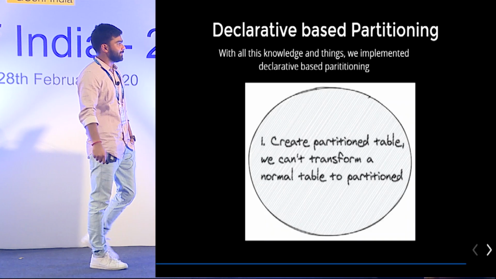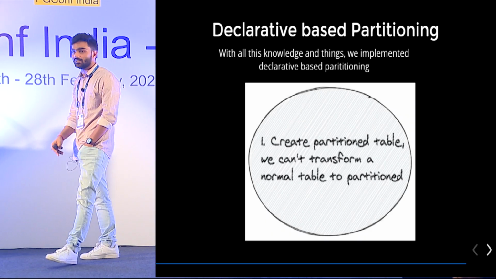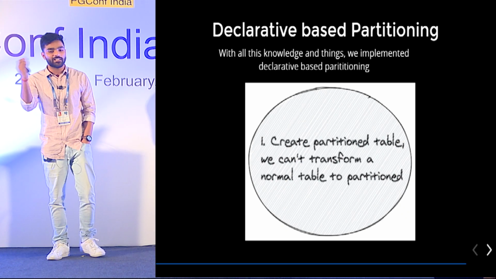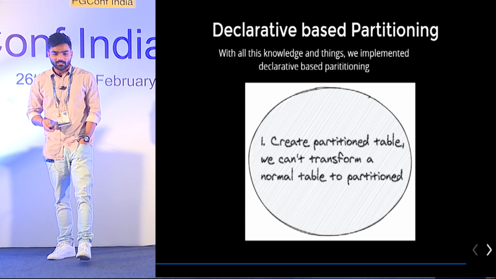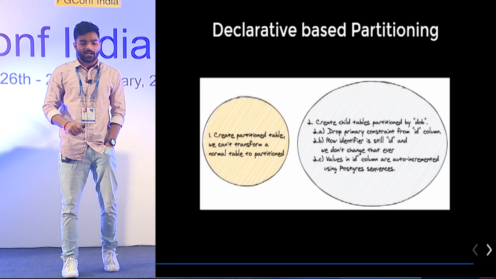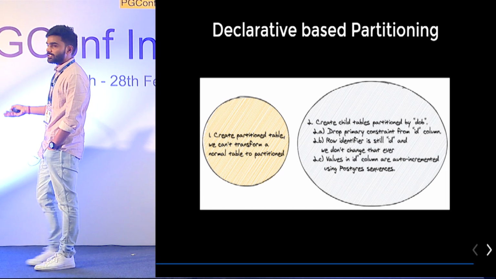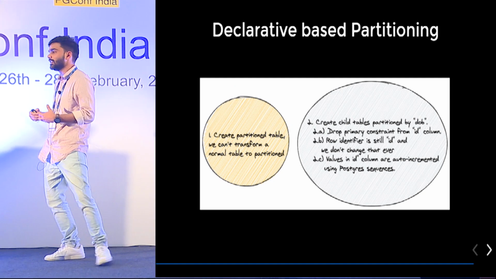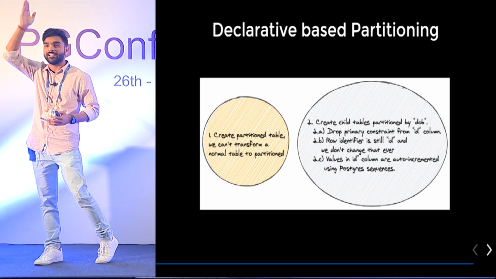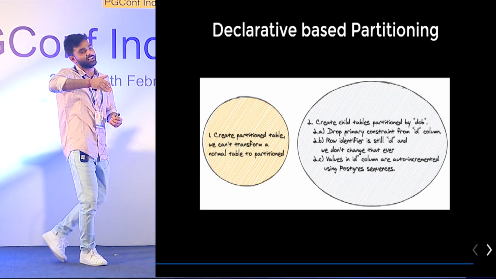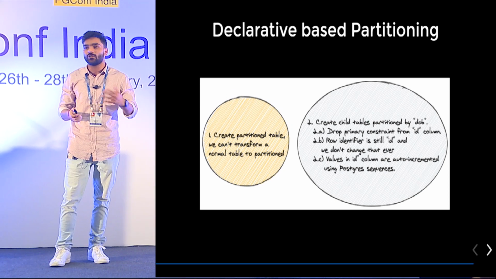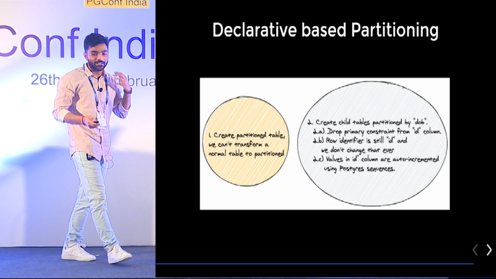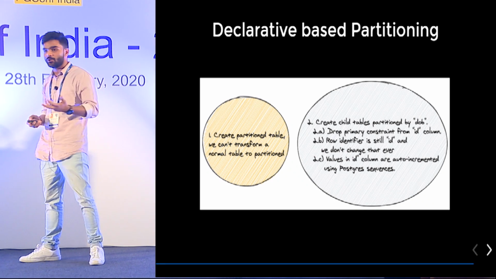So how did we implement declarative-based partitioning? We created a partition table, since I told you that you cannot turn a regular table into a partition table. So we created a new partition table. We created child tables and did partitioning by date of birth. If we did partitioning by date of birth, what that meant for us is we had to drop primary key support from our ID column, because primary key means unique constraint, and you cannot have a unique constraint on a column other than the partition key, right? In our case, the partition key was DOB, right? So we had to drop the unique constraint and primary key support from the ID column.